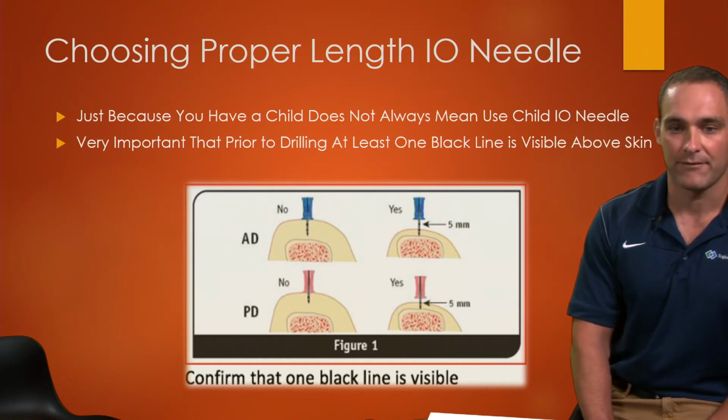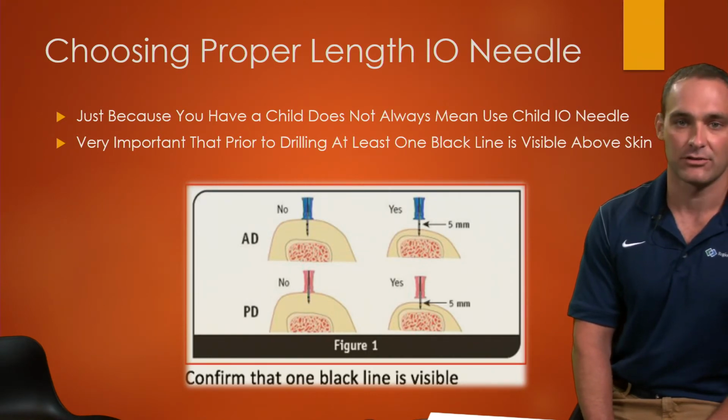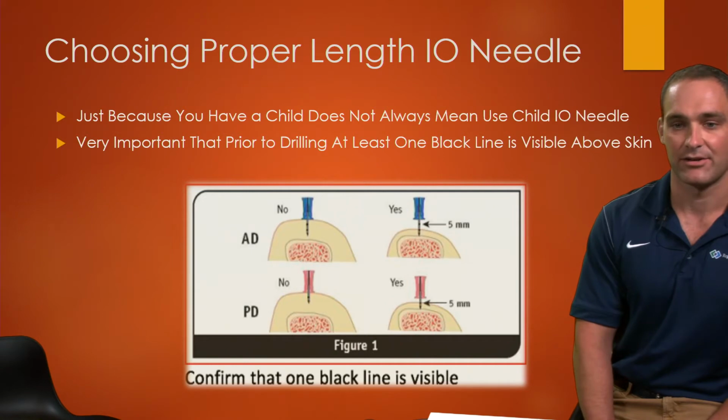Now let's say you did that first picture in blue on the left and you weren't able to touch the bone and you didn't have a black line. You did not actually start drilling yet, so that would not be considered an attempt.